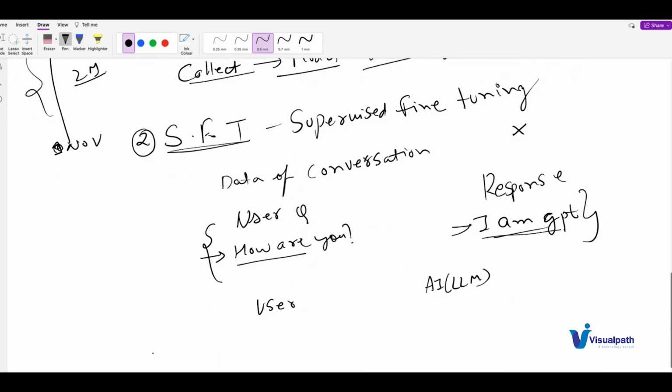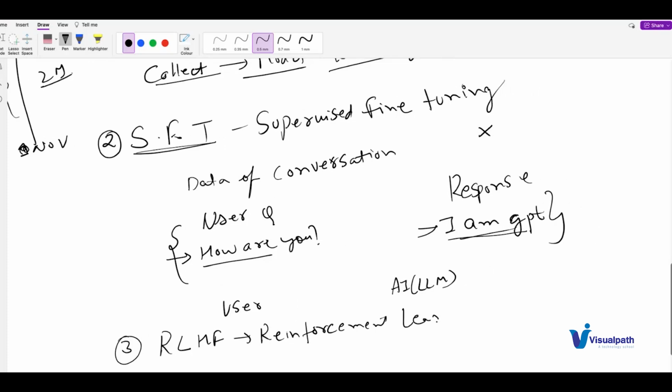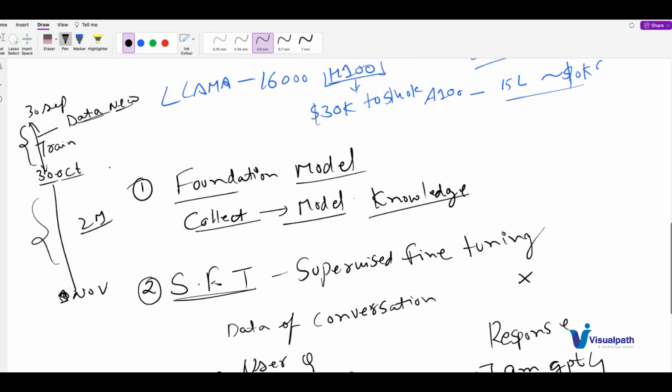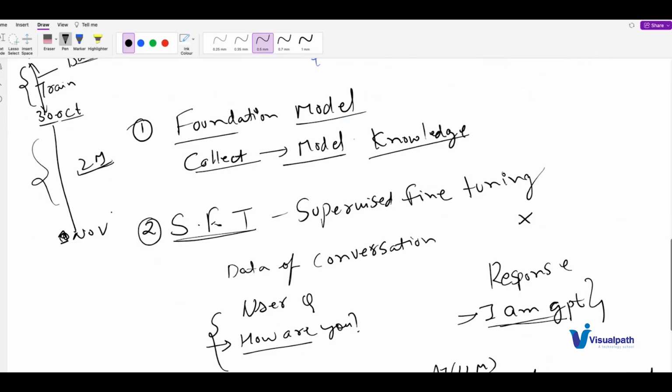Now for that, use RLHF, reinforcement learning through human feedback. So we try to address this challenge, not 100%, but we try to address it.